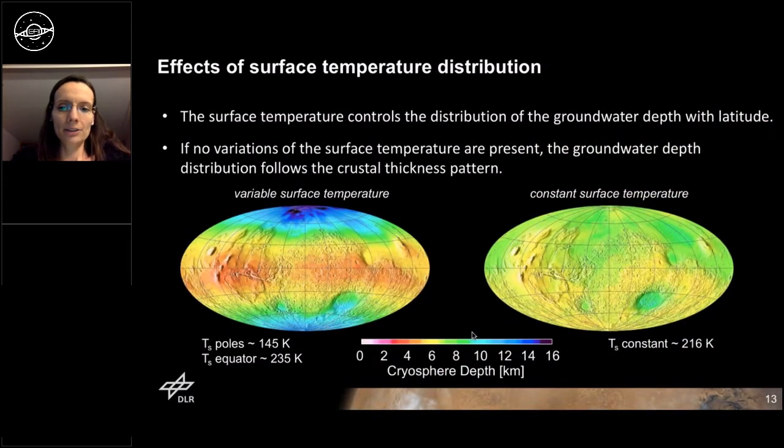So to take a look at the effects of each and every parameter, for example, we can take a look at the effects of the surface temperature. Here you see two models. In one of them, we have varied the surface temperature with colder temperatures at the pole compared to the equator. And here on the right-hand side, we have another model where we have a constant surface temperature. And you see basically what I have said before, that the surface temperature variations give the distribution of the groundwater depth with latitude. In this case, where we have a constant surface temperature, you see that basically the groundwater depth distribution follows the crustal thickness distribution.